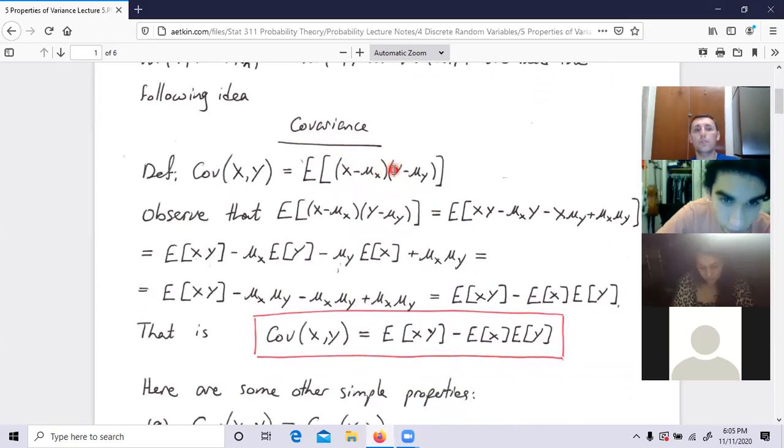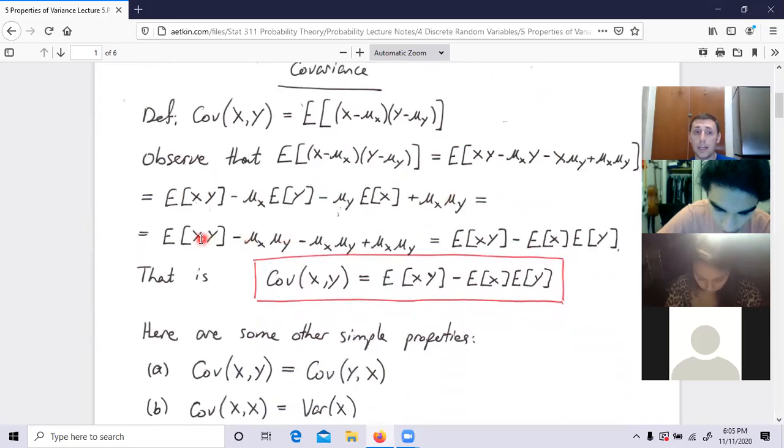Now, let's observe what we obtain when we calculate the expected value of covariance. First I can multiply things out. Here they are multiplied out. So it's the expected value of the product x times y, minus mu x times the expected value of y, minus mu y times the expected value of x, plus mu x mu y. And when I simplify it, I get the expected value of x times y minus the expected value of x times the expected value of y. Here is our formula for covariance.